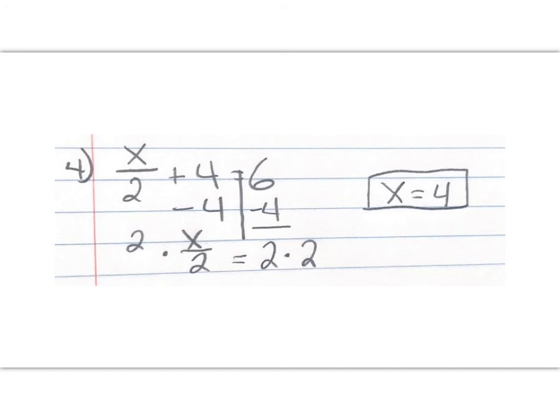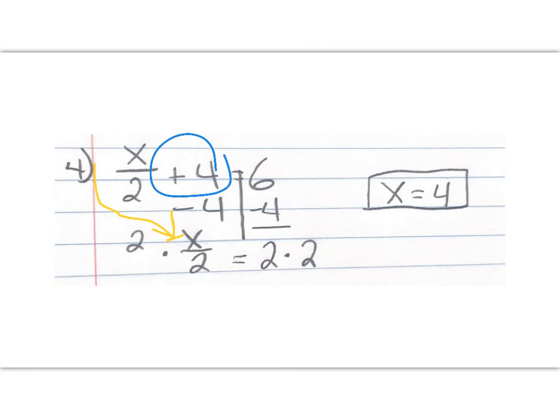Alright, last practice problem we have number 4, x over 2 plus 4 equals 6. So first step again is to get rid of our constant, which is a positive 4. And do that by subtracting 4 on each side. 6 minus 4 is 2. And we carried down our coefficient here. X over 2 equals 2.